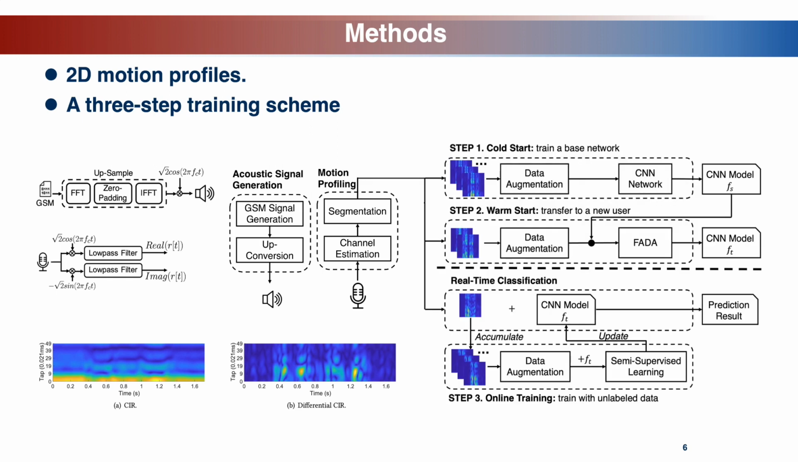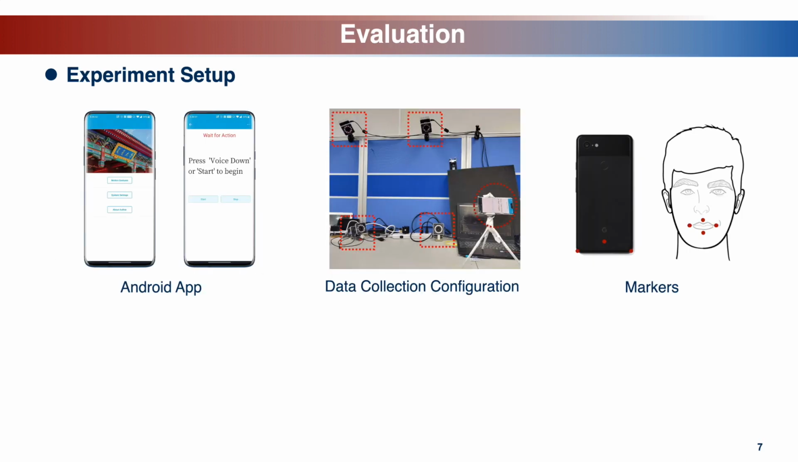For classification, we proposed a 3-step training scheme to reduce required data size and adapt to user differences and users' habit changes. In the cold start, we train a model from a large number of users. In the warm start, we transfer the model to an unseen user with little effort required. In the online training, we continuously improve the performance of the customized model.